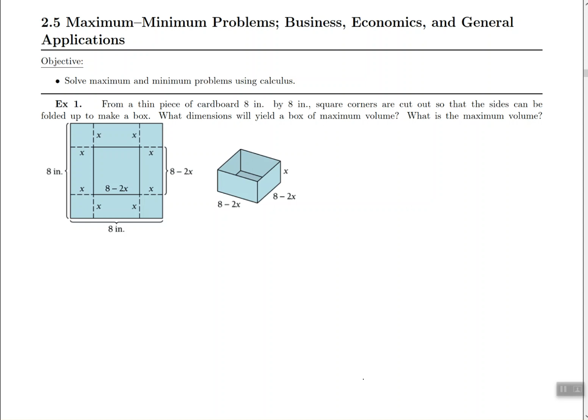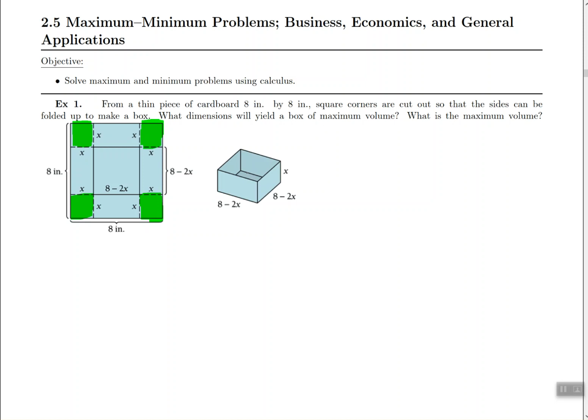Okay, so in this section, we're going to be actually solving word problems. So we're going to have to set up our own formula for the function, then find the derivative, then find the maximum and minimum. In this example, we have a cardboard box and we're going to be cutting corners off. We're going to cut these corners out and then fold the remaining flaps to make a three-dimensional picture.